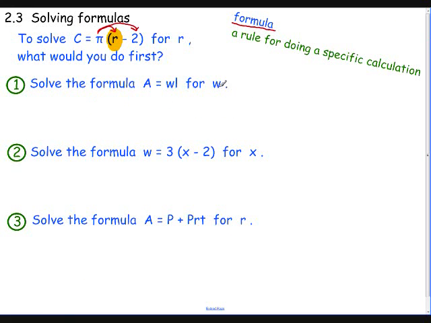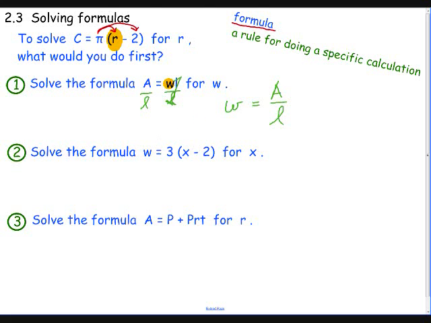Let's solve this formula for W. Well, remember what we said, we were going to keep our eyes on the prize, which is right there. We are going to want to focus on this W. How do we get it all by itself? Right now it's being multiplied by L, length, so we do the opposite. Instead of multiplying, we are going to divide both sides by L. When we do this, we end up with 1. We get W is equal to area divided by length.